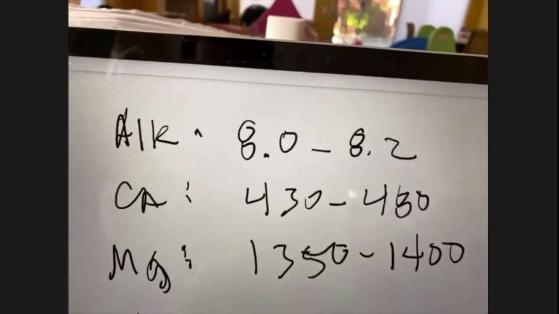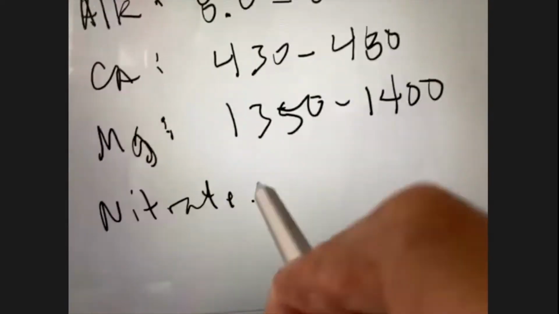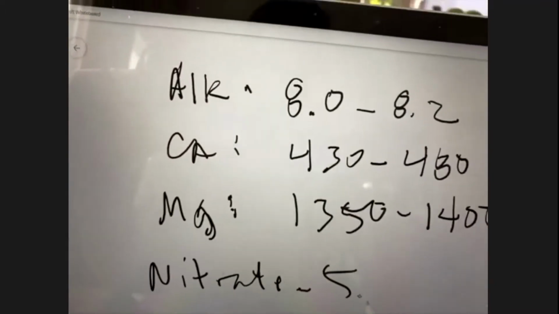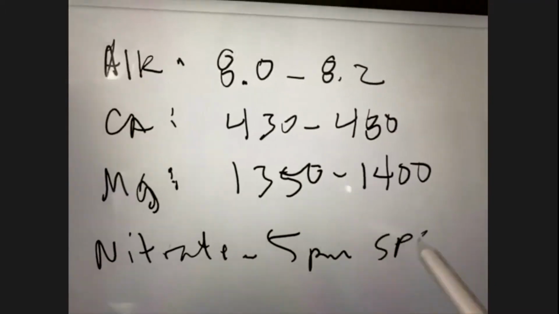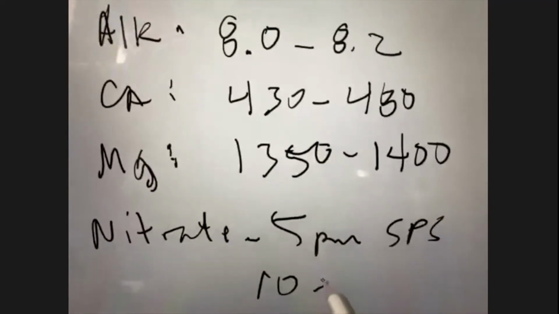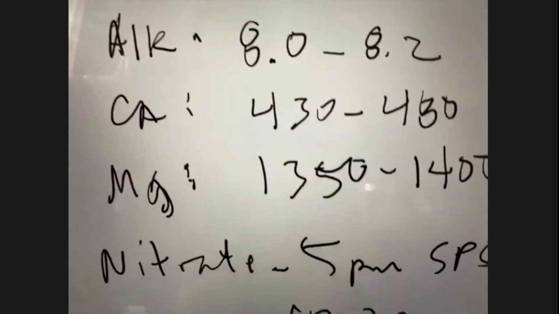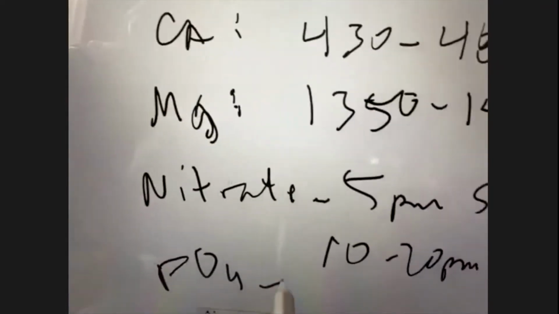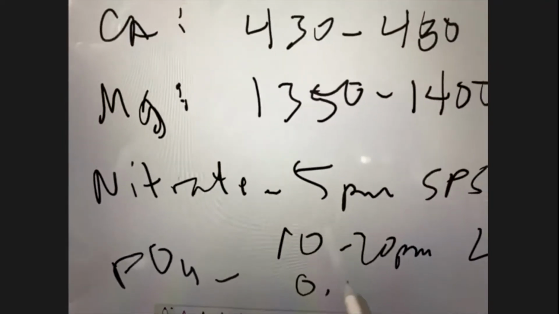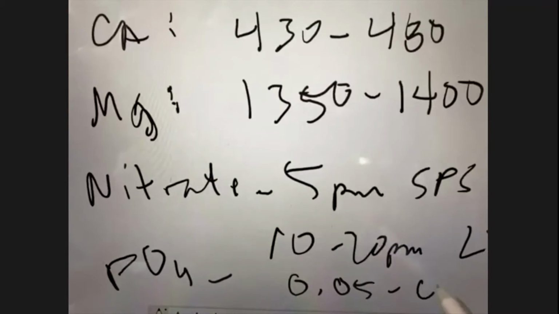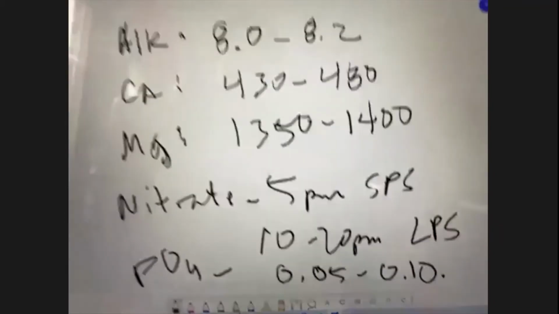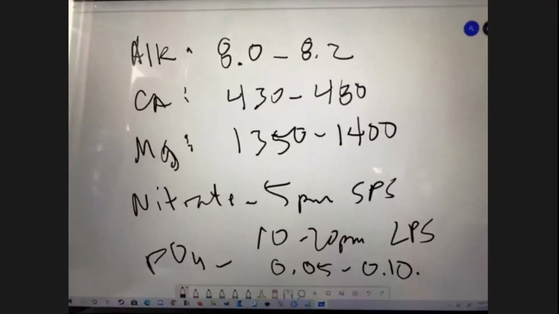Nitrate, we've got 5 ppm for SPS, 10 to 20 ppm for LPS, and then PO4, 0.05 to 0.10. This is generally pretty good for everyone.